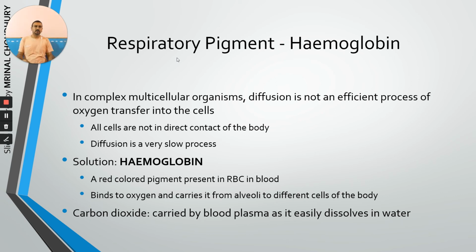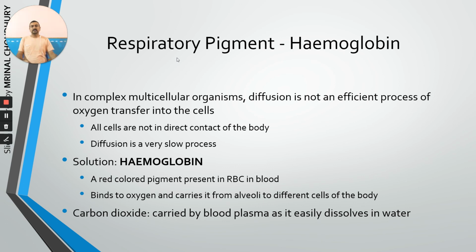Moreover, the living tissues are also less in number. But in human beings, first point, we are multicellular. There are a lot of cells, and all the cells are not in direct contact with the environment. So all the cells cannot carry out diffusion. Moreover, the diffusion process is a very, very slow process. So we use this hemoglobin present in the RBC to transport the oxygen.